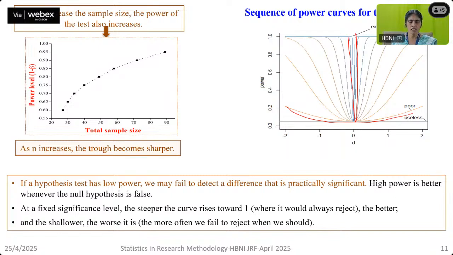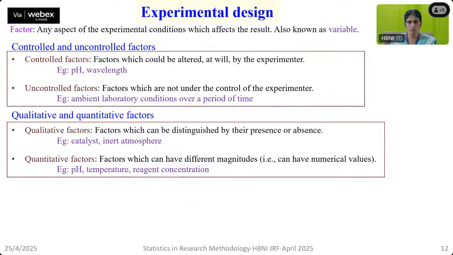At a fixed significance level, the steeper the curve rises towards the one, the better. Otherwise, the shallower, the worse it is. It is visible from the curve shown over here. That is all about hypothesis testing.